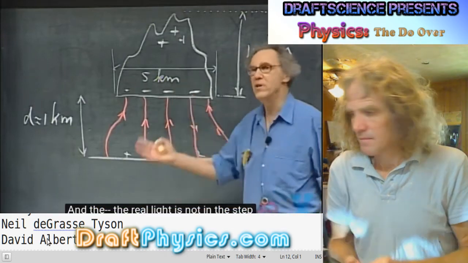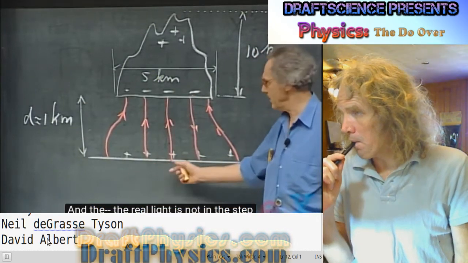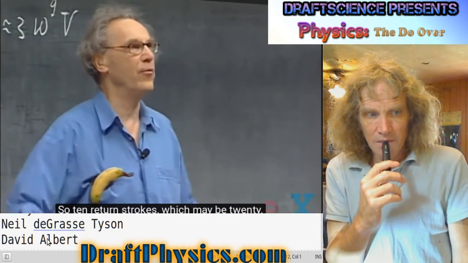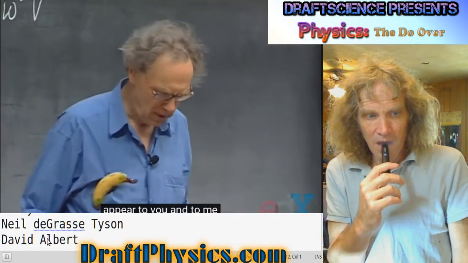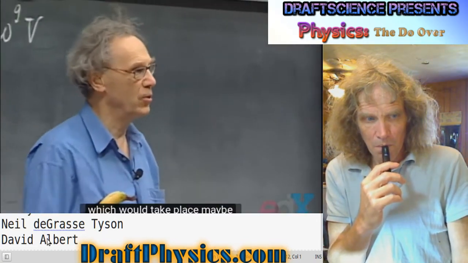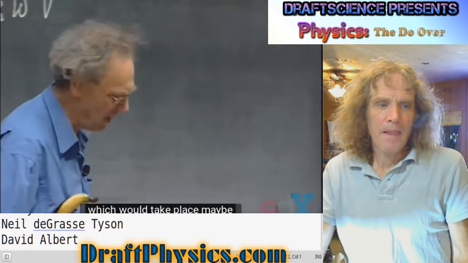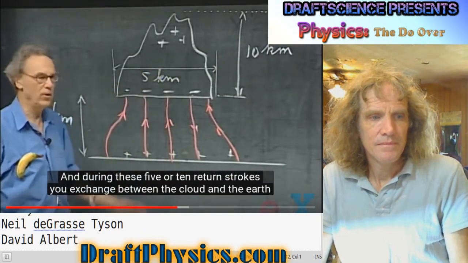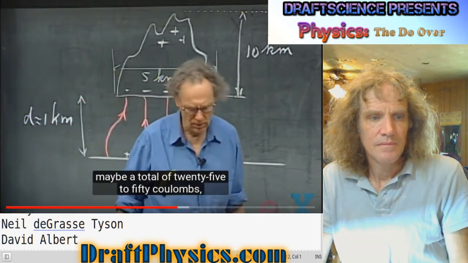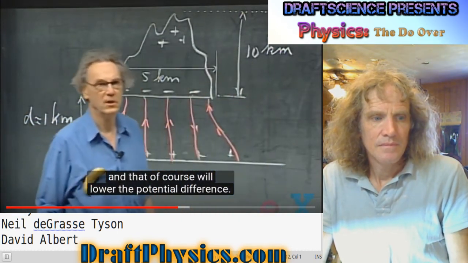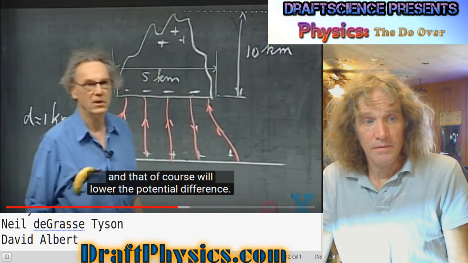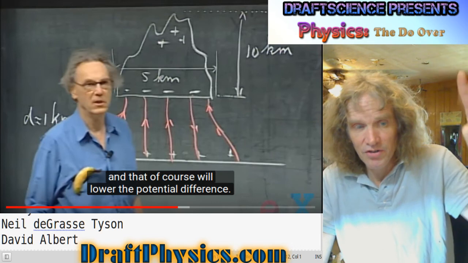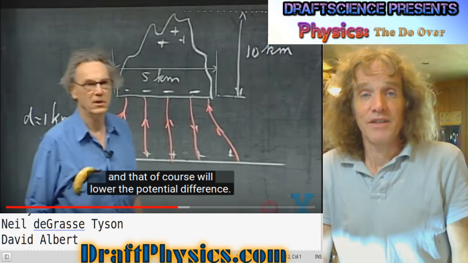And the real light is not in the step leader, that's very little light, but the real light is in the return strokes. So 10 return strokes, which may be 20, 30, 40 milliseconds apart, appear to you and to me only as one flash, which would take place maybe in as little as a tenth of a second. And during these 5 or 10 return strokes, you exchange between the cloud and the Earth maybe a total of 25 to 50 coulombs, and that of course will lower the potential difference. Yes, the cloud loses its charge and has to build it up again eventually.